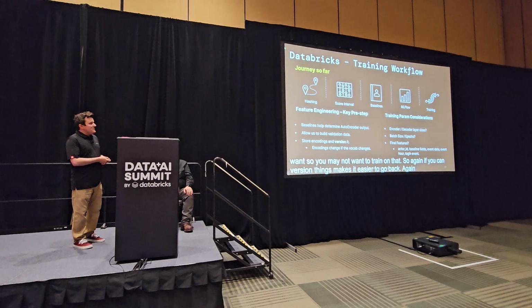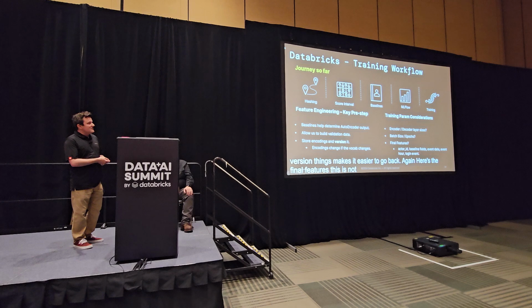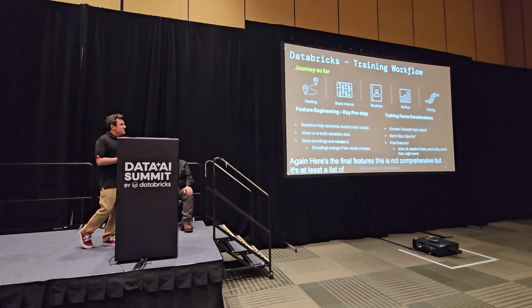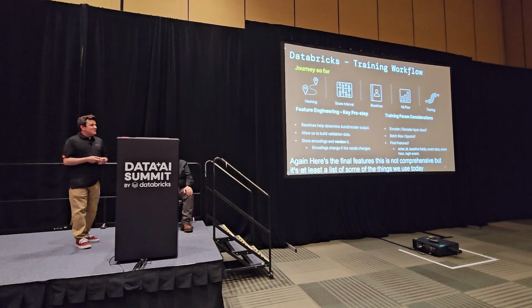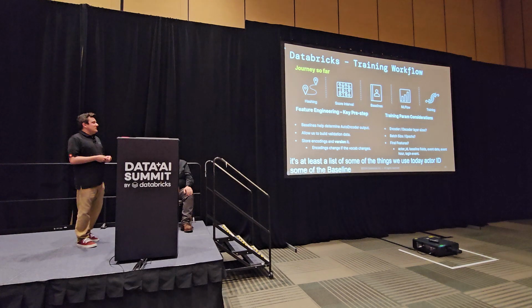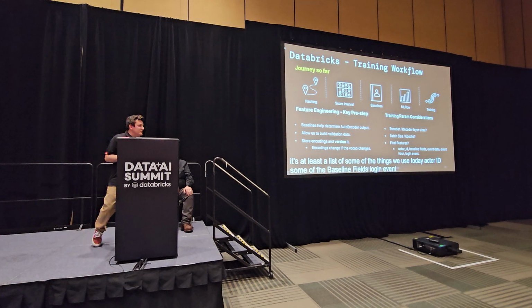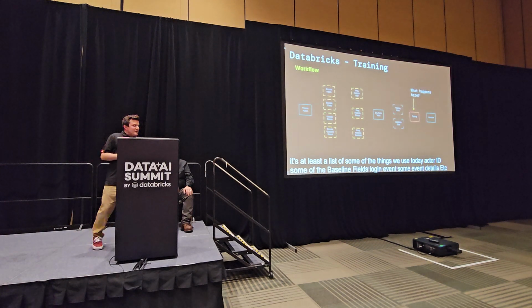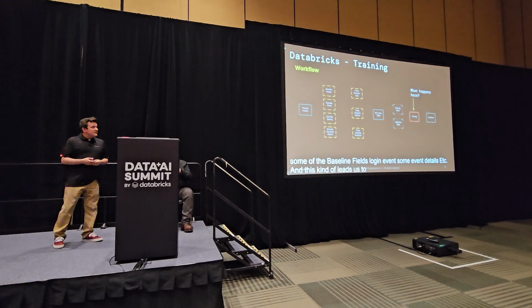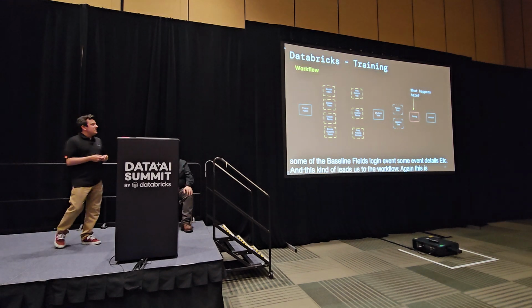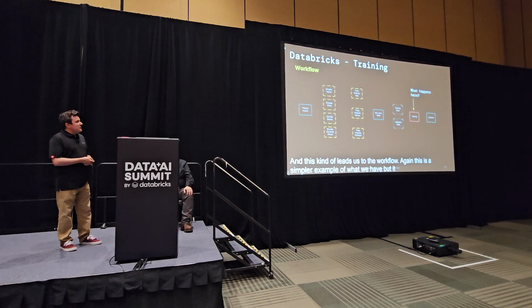Again, here's the final features. This is not comprehensive, but it's at least a list of some of the things we use today. Actor ID, some of the baseline fields, login event, some event details, etc. And this kind of leads us to the workflow. Again, this is a simpler example of what we have, but it gives an idea of how it works.